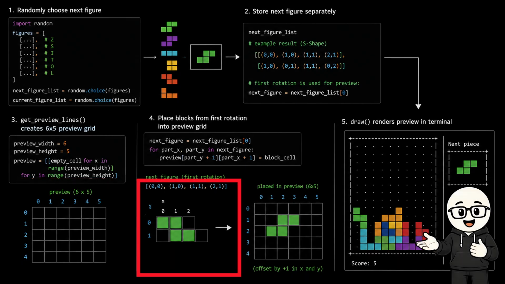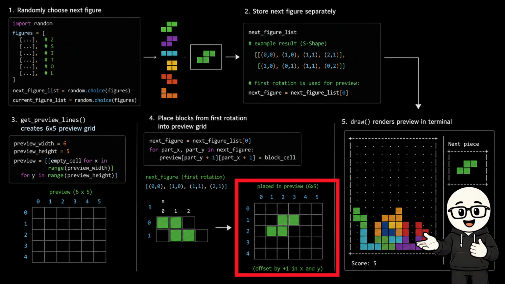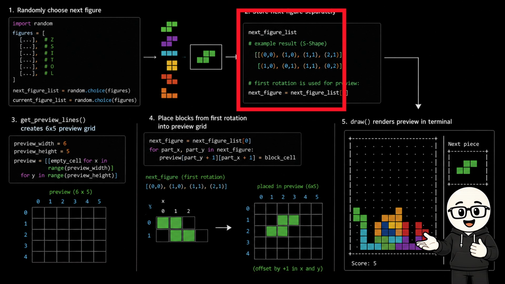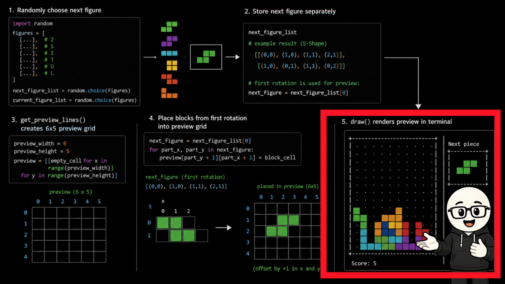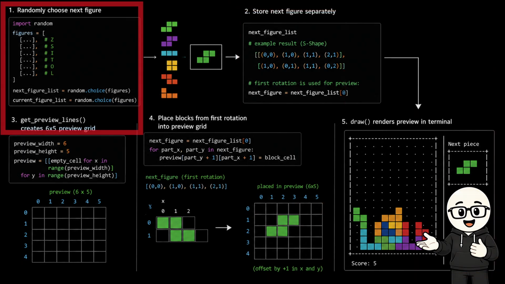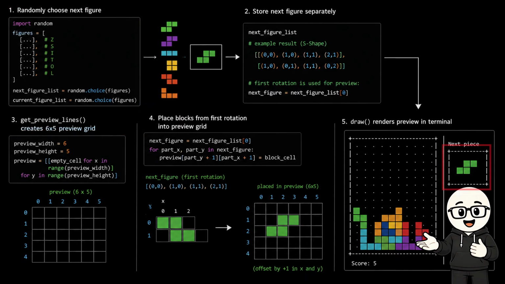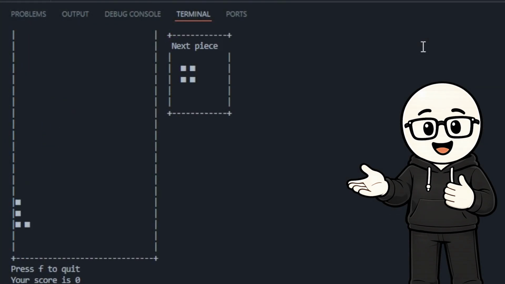The preview uses the first rotation of the figure and then places its blocks into a small area. When the current block can no longer fall, the program takes the next figure and makes it the new active figure on the main field. After that, a new random figure is selected again and stored as the next preview piece. This creates a cycle. One figure is active in the game field, while another figure is already waiting in the preview.